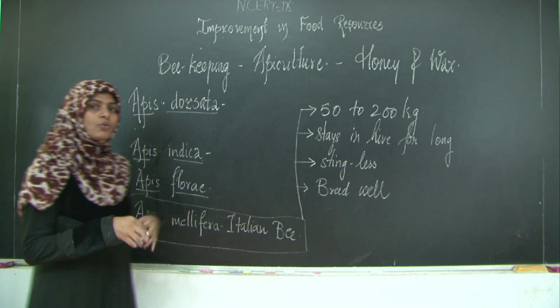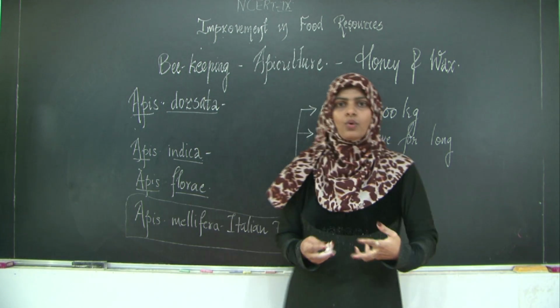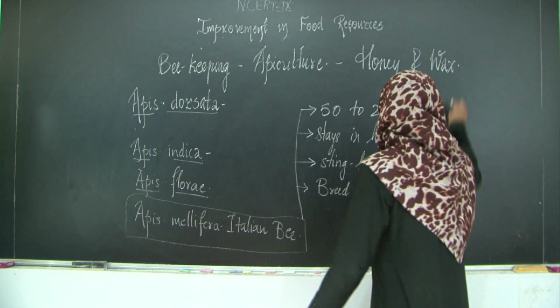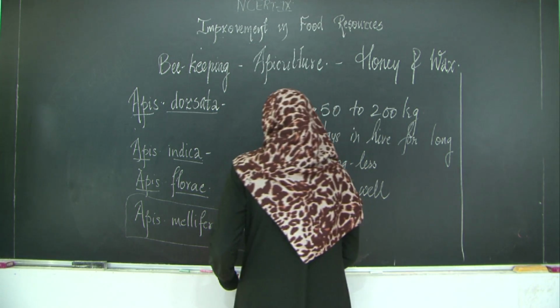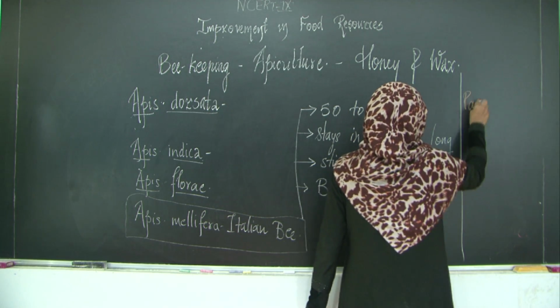Now, there are only two things which you need to take care of if you want to do apiculture. The first one is pasturage.